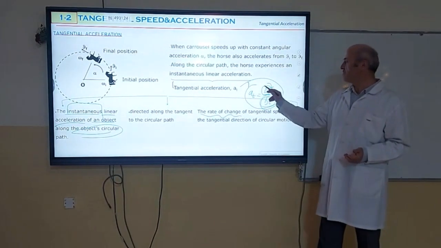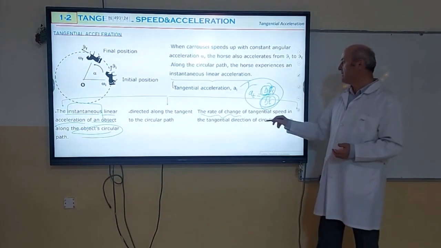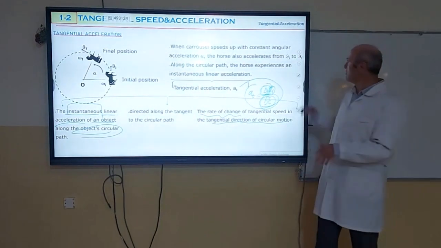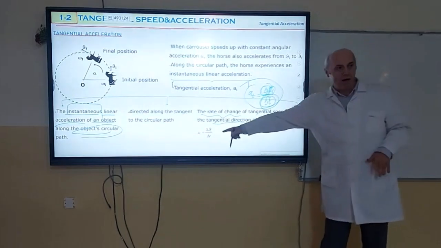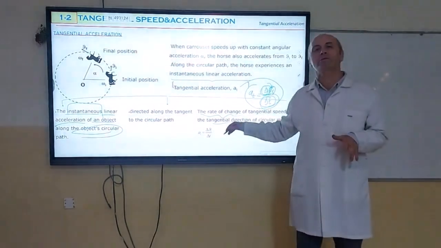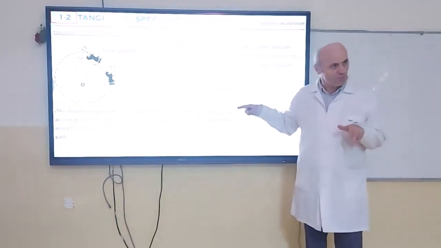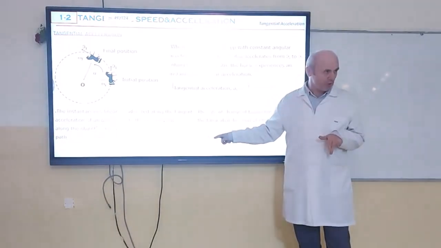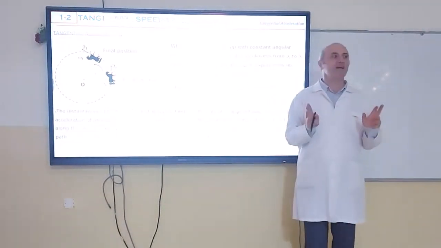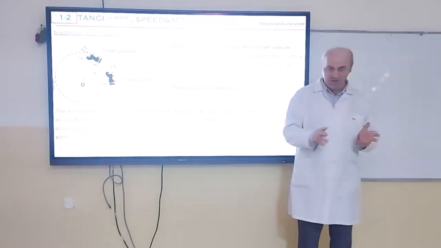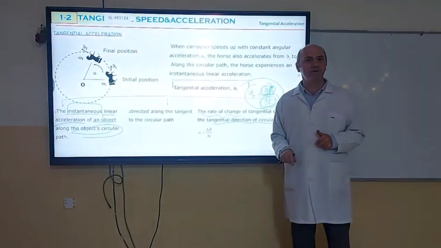The rate of change of tangential speed in tangential direction is called tangential acceleration, and this is how we calculated it in the 11th grade. We can still calculate this way, but in the 12th grade book, there's no question given with this equation. So we just relate angular acceleration and tangential acceleration. From this equation, we can continue.